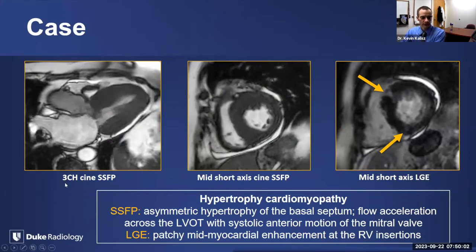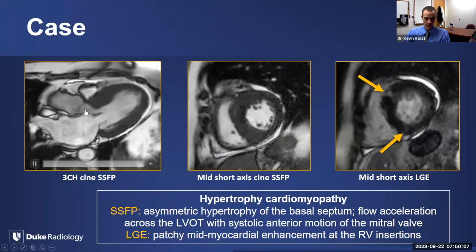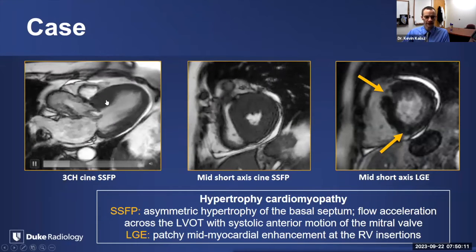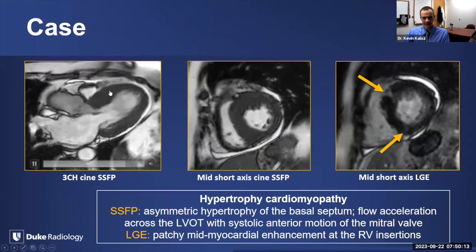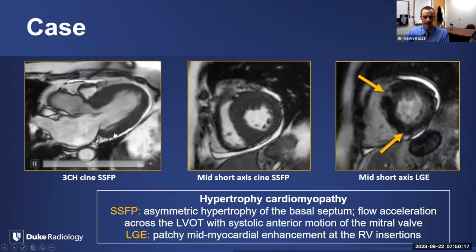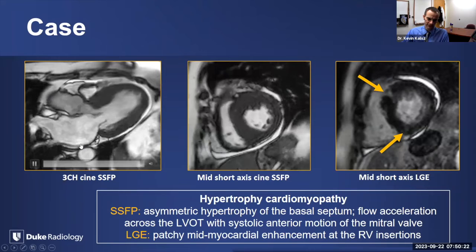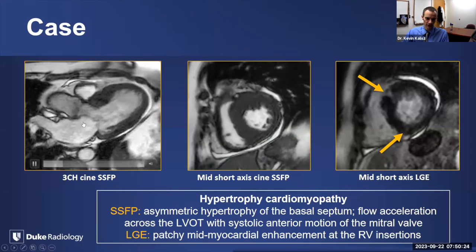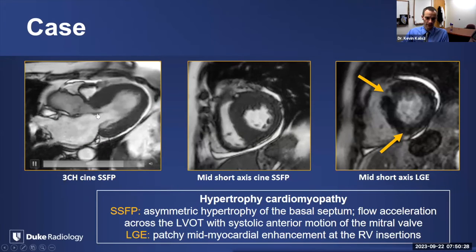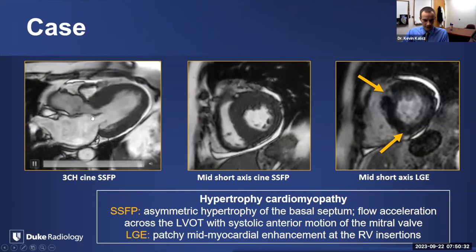So I really like 3-chamber SSFP images to evaluate both the morphology and the sequelae and complications of hypertrophic cardiomyopathy. So we see basal, even creeping into the mid, pretty asymmetrically hypertrophied myocardium compared to the apex and the lateral segments. One thing that typically gets attributed as a consequence of hypertrophic cardiomyopathy is this concept of SAM here. Basically you have this increased flow acceleration across the LVOT here, and it's kind of hard.